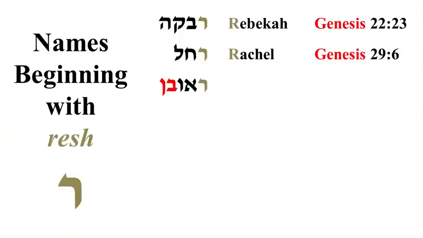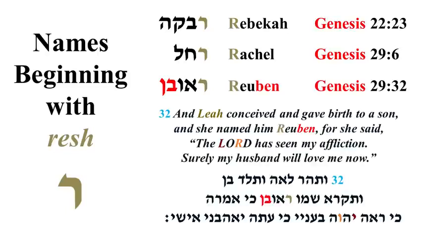Another one, Resh, Aleph, Vav, Bet, final noon. This is Reuben. Genesis 29:32. And Leah conceived and gave birth to a son, and she named him Reuben, for she said, Yahweh has seen my affliction, surely my husband will love me now. Reuben, Ben is son, and Ru is behold. So when she has this baby, it's a boy, behold a son, Reuben, and that's what they named him.